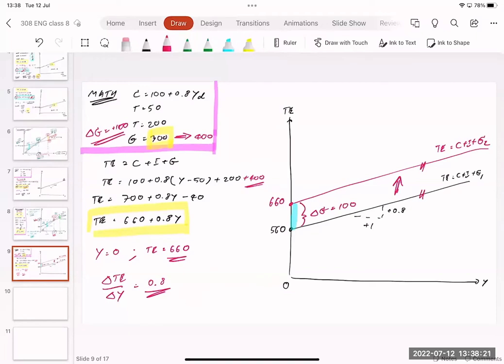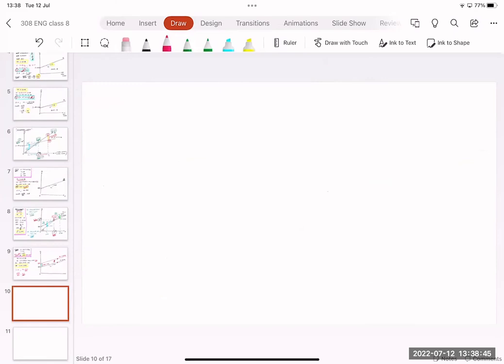The government spends more by 100. The total expenditure curve shifts up parallelly. The slope is still the same. This is how it affects the curve. So far so good, should be easy. Next thing is, how about the equilibrium point? Let me draw the graph first.